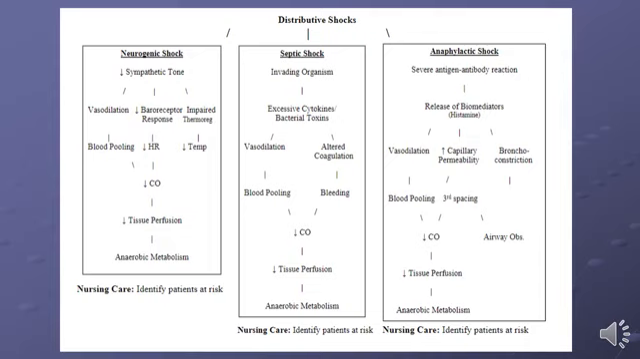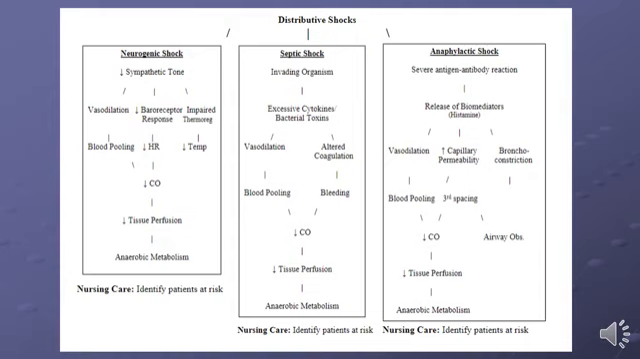The next one is septic shock. There is an invading organism. There's excessive cytokines and bacterial toxins. There's vasodilation and altered coagulation. There's blood pooling and bleeding, decreased cardiac output, and decreased tissue perfusion and anaerobic metabolism. This is obviously patients with infections, and on the next 2 pages we'll review septic bundles and SIRS criteria.